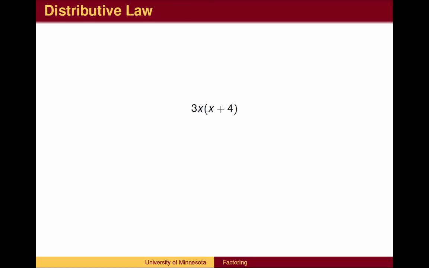Let's review the multiplication process. First, the distributive law. We have a single term, 3x, which is multiplied by a binomial, x plus 4. The distributive law says we should first multiply the 3x by x to get 3x squared, and then multiply the 3x by 4 to get 12x. In this lesson, we will work on the inverse process, how we can start with the answer, the expanded form, and work back to the factored expression.